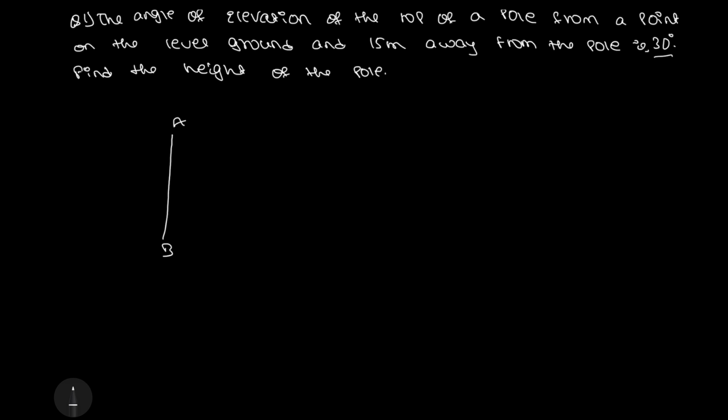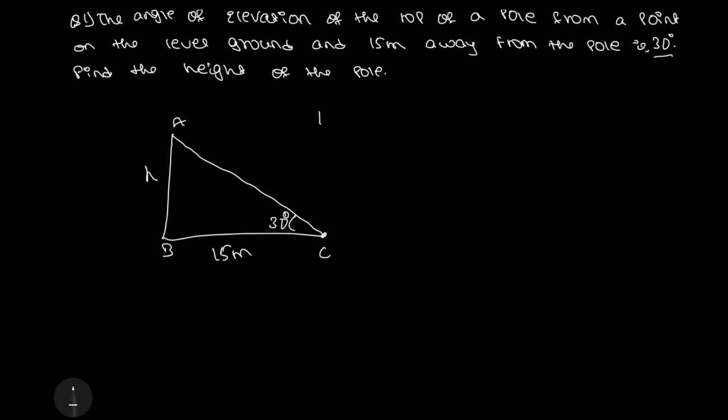Here we have a point on the level ground which is 15 meters away. Let this be our C, with the pole at an angle of 30 degrees. The angle of elevation is 30 degrees. Here we need to find the height of the pole. So let the height of the pole be h.